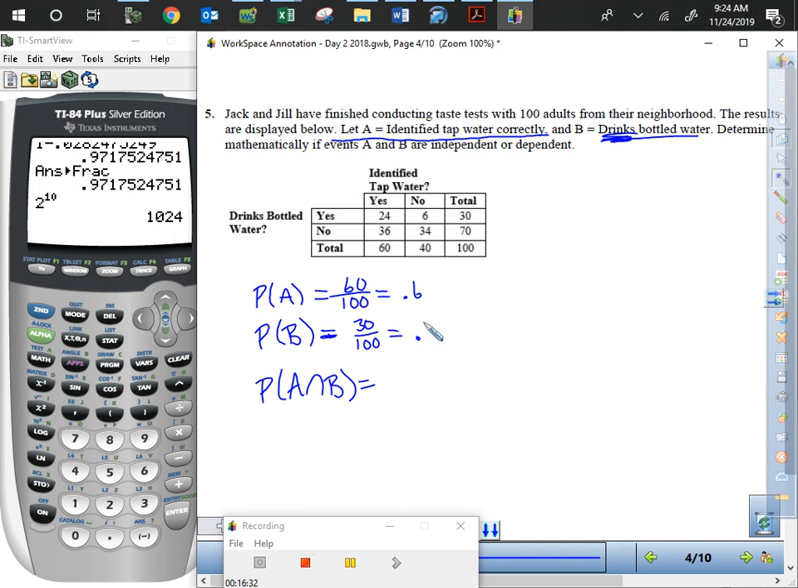and that's 0.3. Now, if we knew these were independent, we could just multiply those together to get the intersection. But that's what we're trying to test here. Using our table, we're finding the overlap of A, which was identified tap water correctly, and B, which drinks bottled water. Identified tap water is yes here, and drinks bottled water is here. They overlap at that 24. So 24 out of 100.